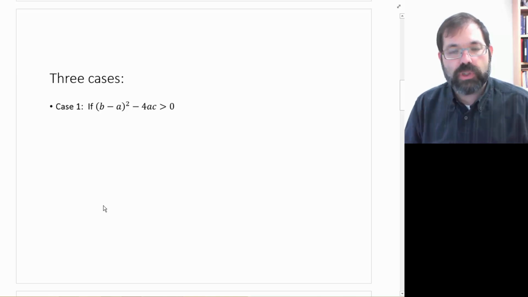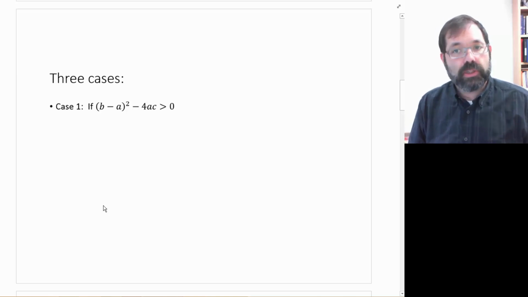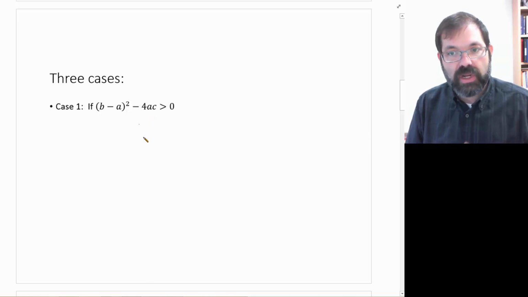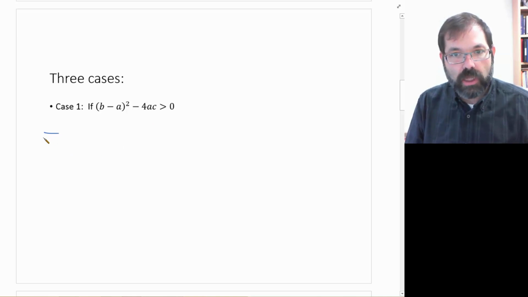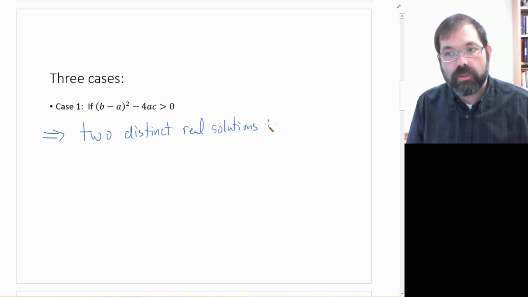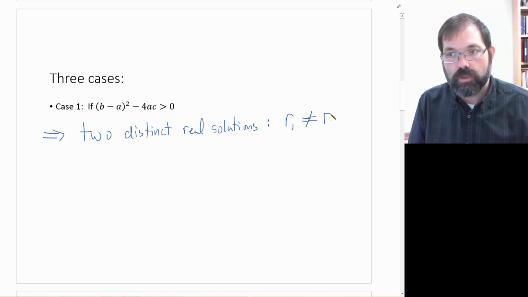Alright, so let's look at the first case. The first case is if the discriminant, the b squared minus 4ac, remember that was what was under the radical, if the discriminant is positive, this tells us that we have two distinct real solutions, r1 and r2, where they are not equal. r1 is not equal to r2.